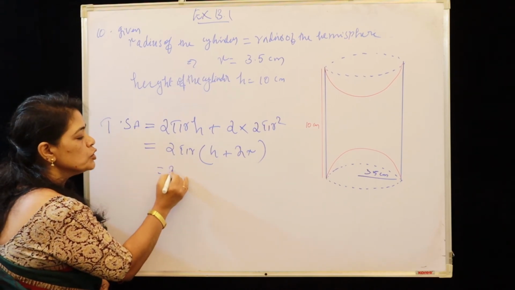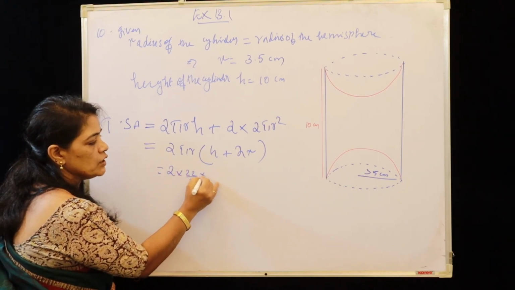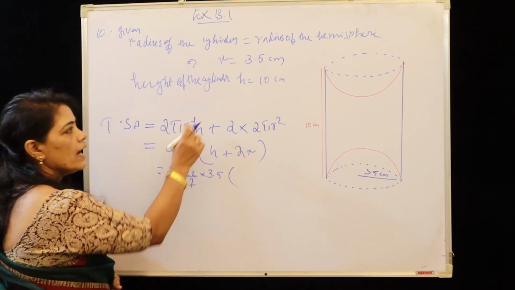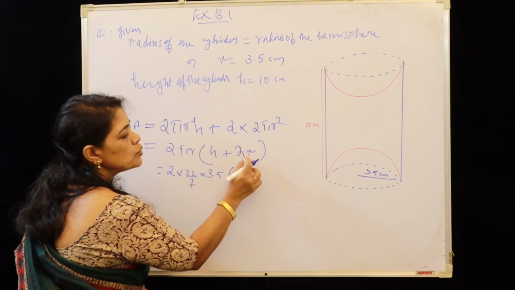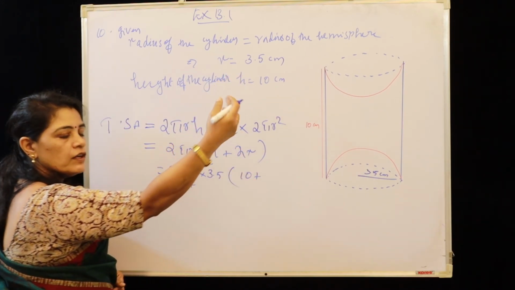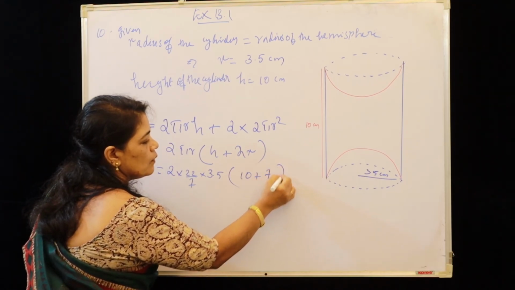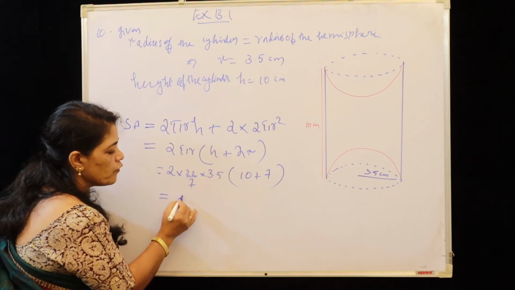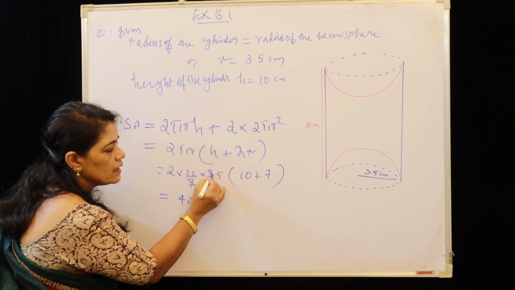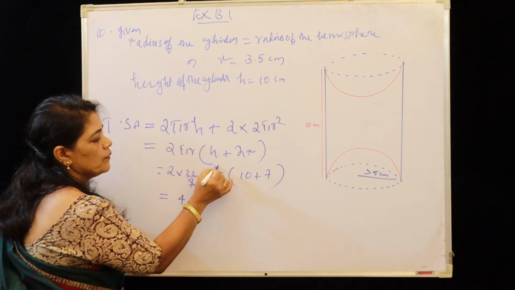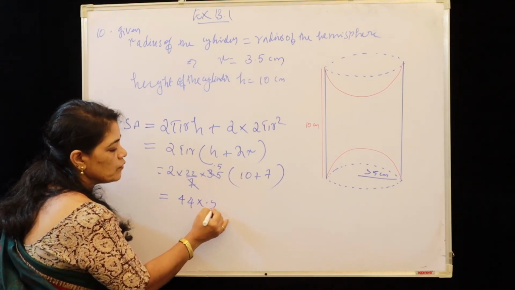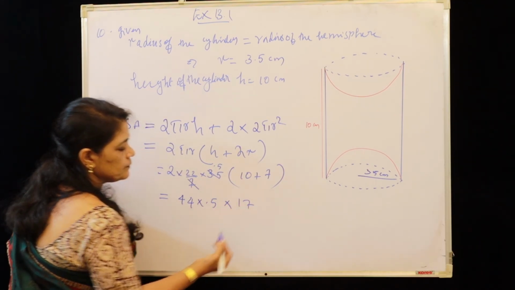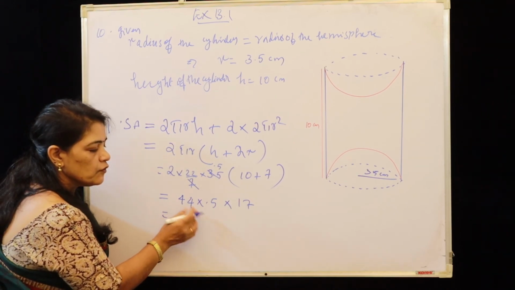So 2 into 22 by 7 into, what is radius? 3.5, and height is given as 10 plus 2r, that means 3.5 into 2, that is 7. So you will have 2 into 22, 44, this 7 here 3.5 gives 0.5, into 10 plus 7 is 17. And what is 44 into 0.5?